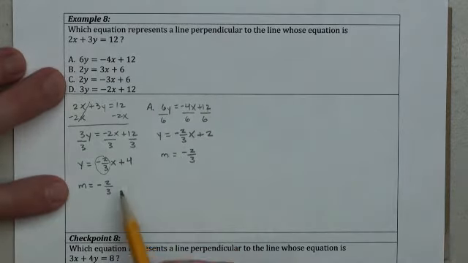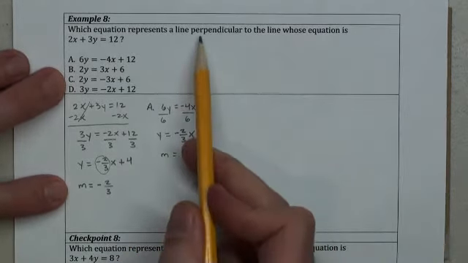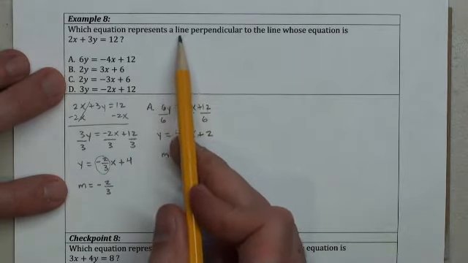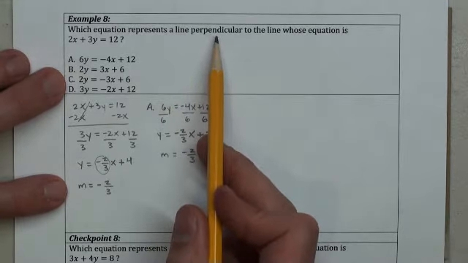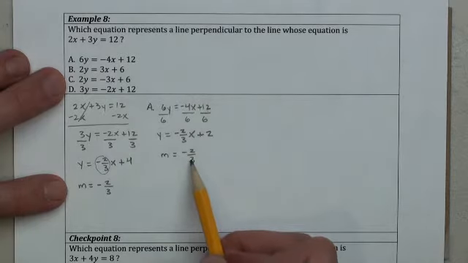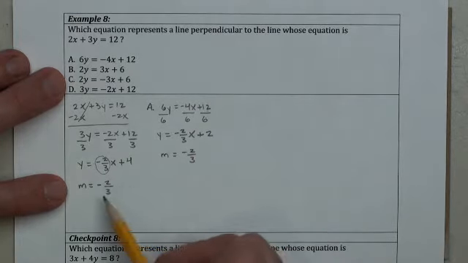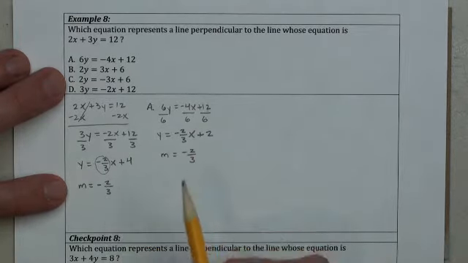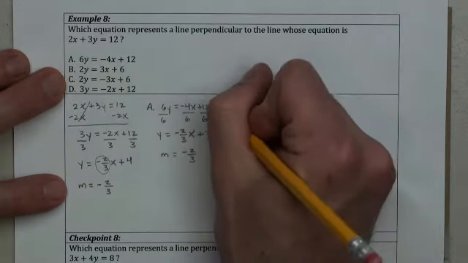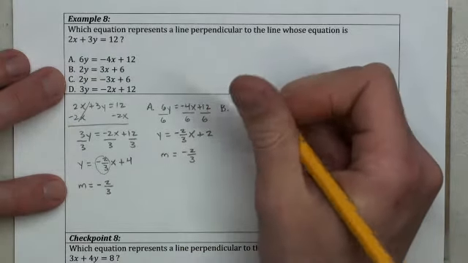Now the slopes are the same, but this doesn't say which equation represents a line that's parallel. Okay? You could see why they put this choice there, because they want you to make that mistake. But we're not looking for the same slope. We're looking for negative reciprocals. So let's look at B.